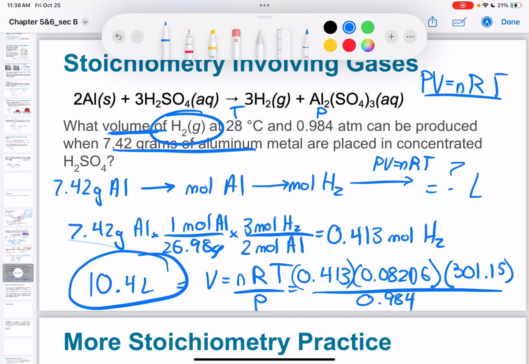That's your constant. So this is on the equation sheet. You'll see it sometimes as 0.0821. So we'll just round it.